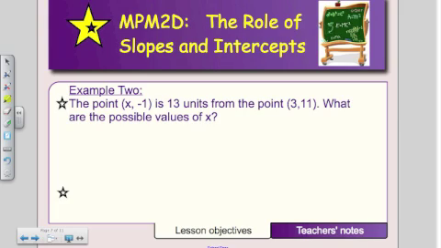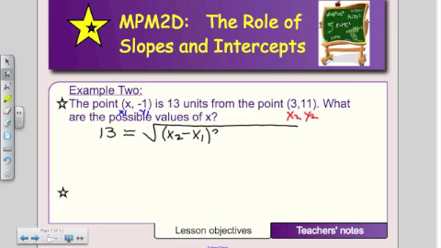So first of all, let's let this be my x1, y1, and this point is going to be my x2, y2. The reason why this is a little different is that I know the length of the line. The length of the line is 13 units. So now all I have to do is substitute the other values into the formula.